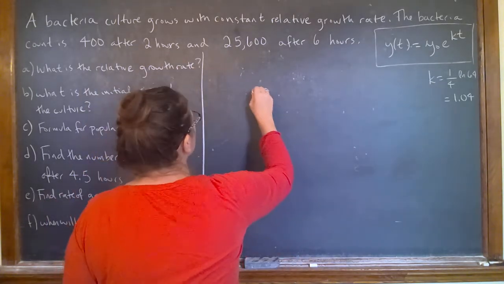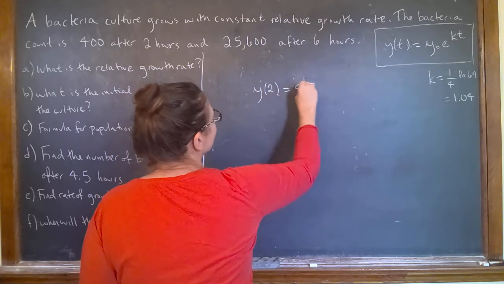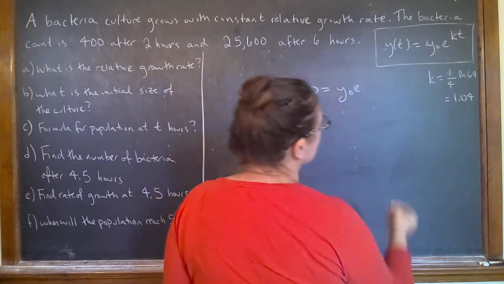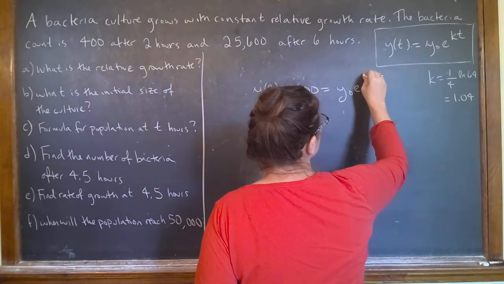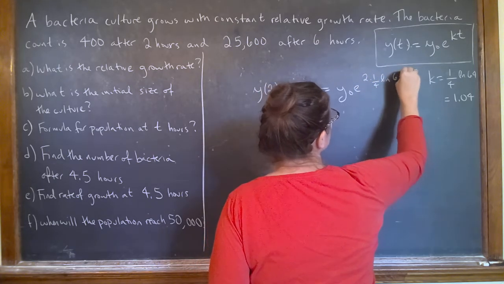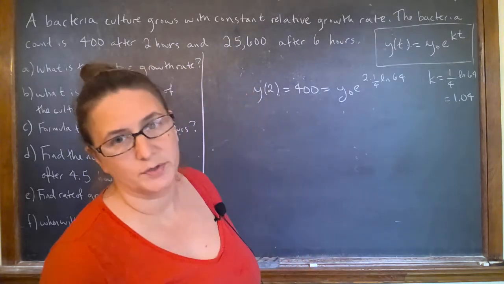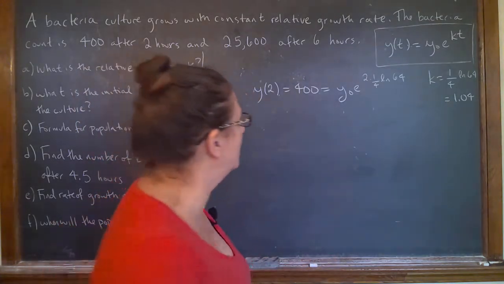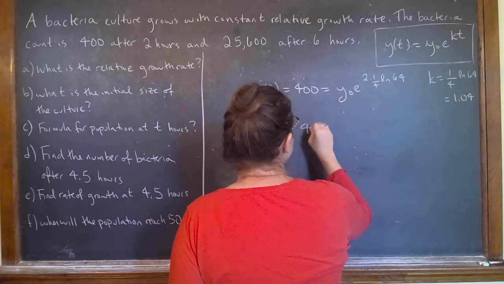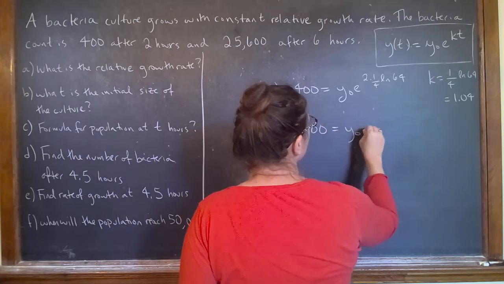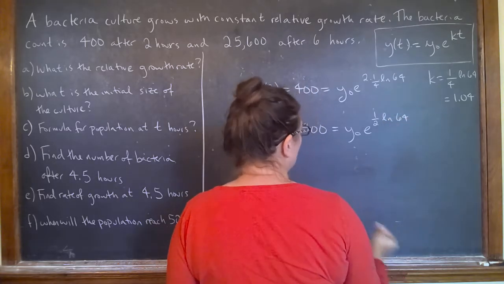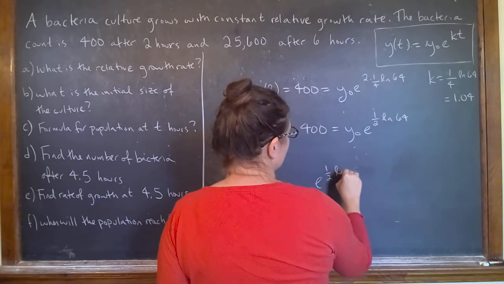I'll use the first one. Y of 2 is 400. Now we know what this K is, and this time I'm going to use 2 times 1/4 natural log of 64. You could really do this with decimals if you want. It just happens that they picked numbers that are cute, so we'll do it that way because it's nicer. Y naught e to the 1/2 natural log of 64. So what is that? E to the 1/2 natural log of 64.